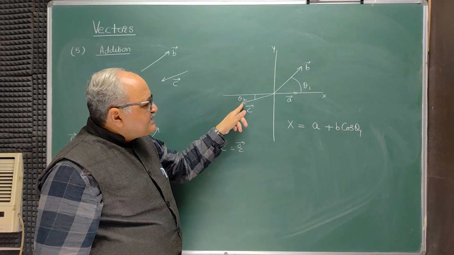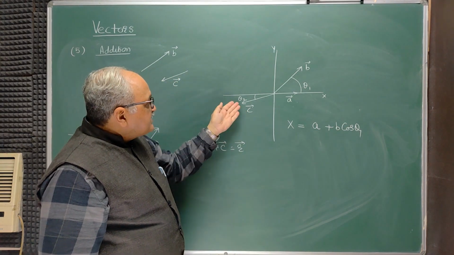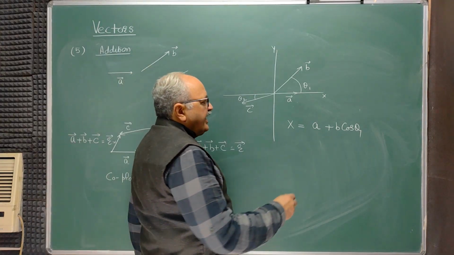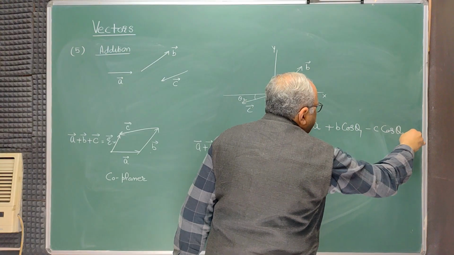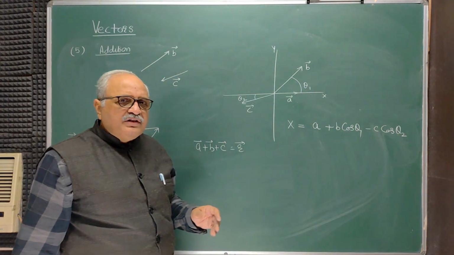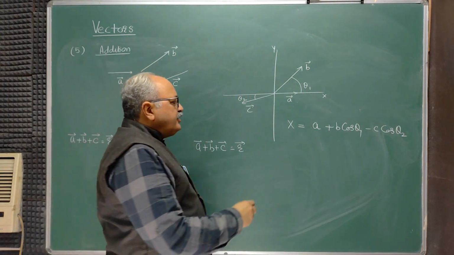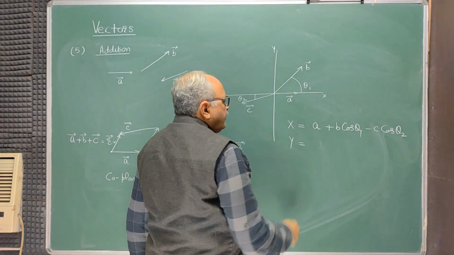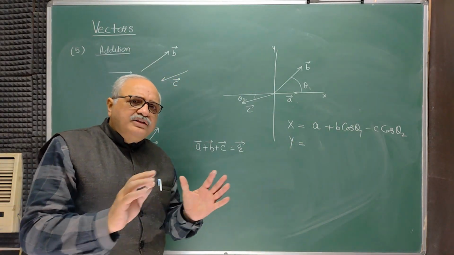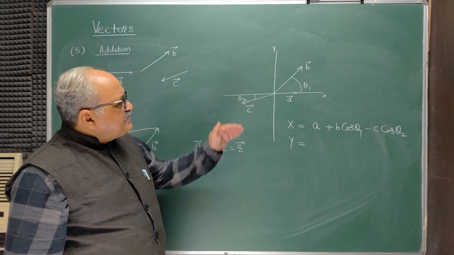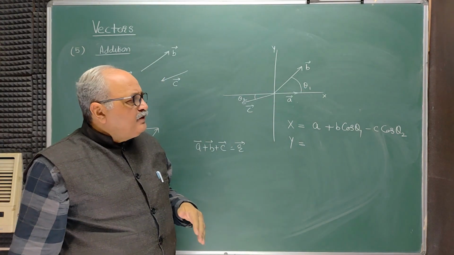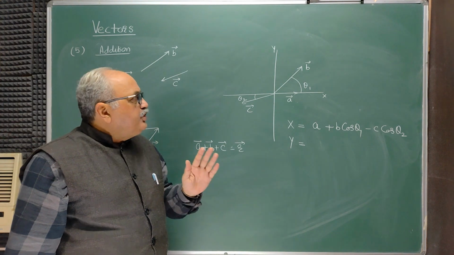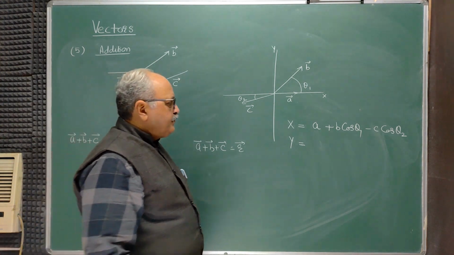Similarly, you go for C, but this time it is on the negative x-axis, so this is going to be C cos of theta 2. You calculate first of all this. Similarly, you calculate the total y component of all these vectors. But since A is purely along the x-axis, it's going to give you 0 along the y direction.